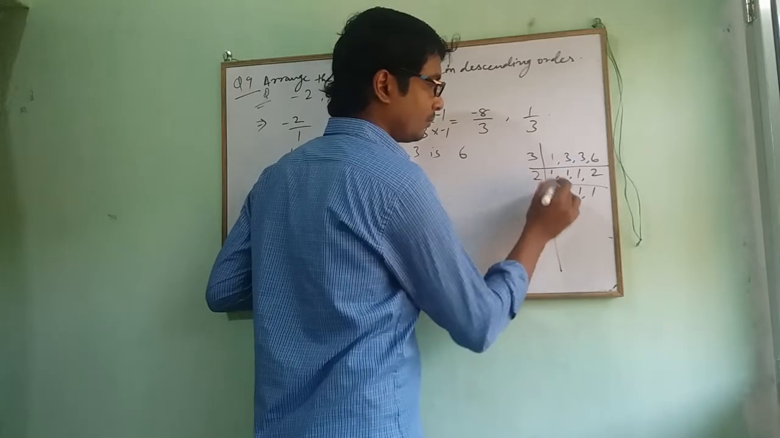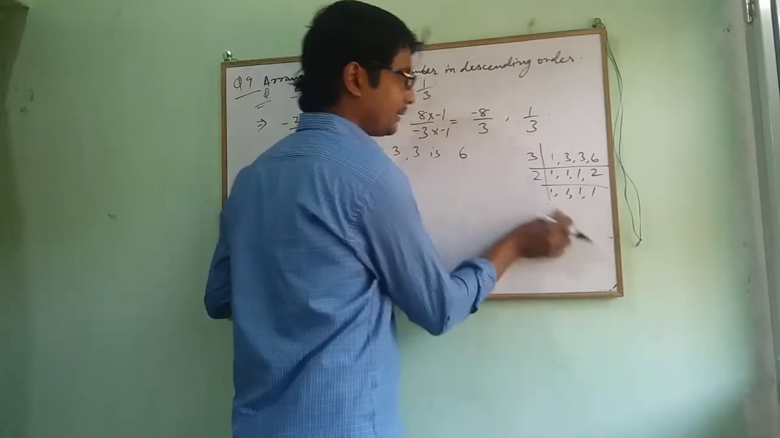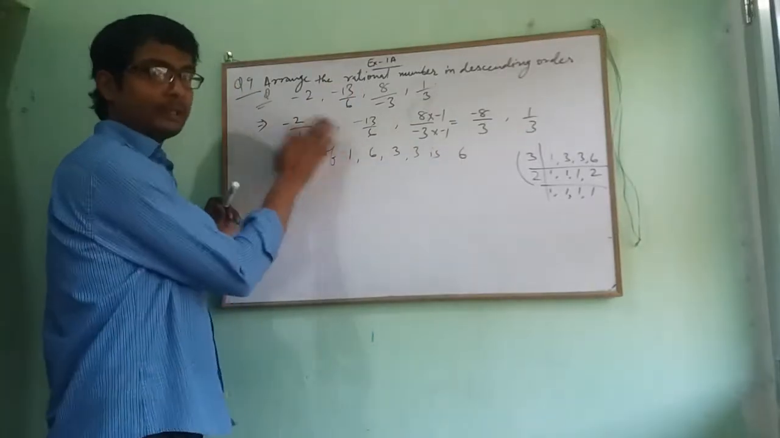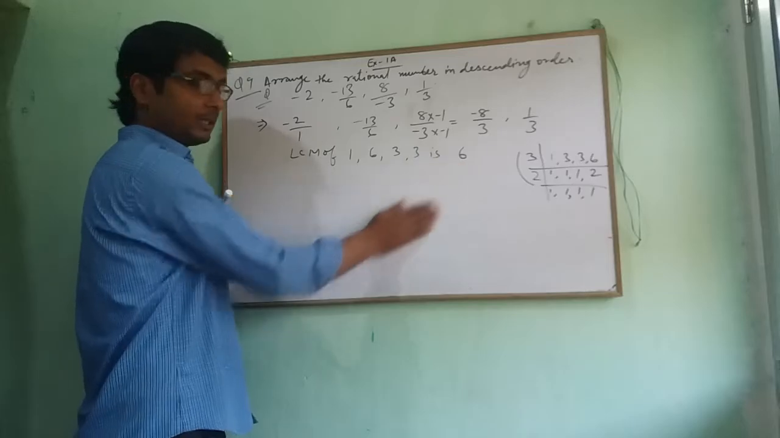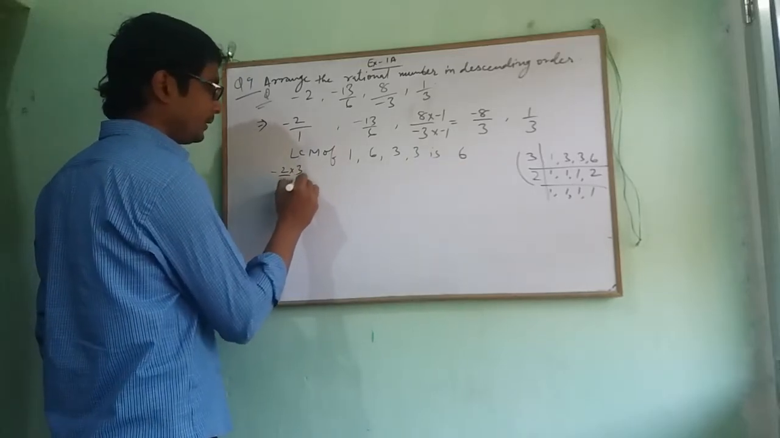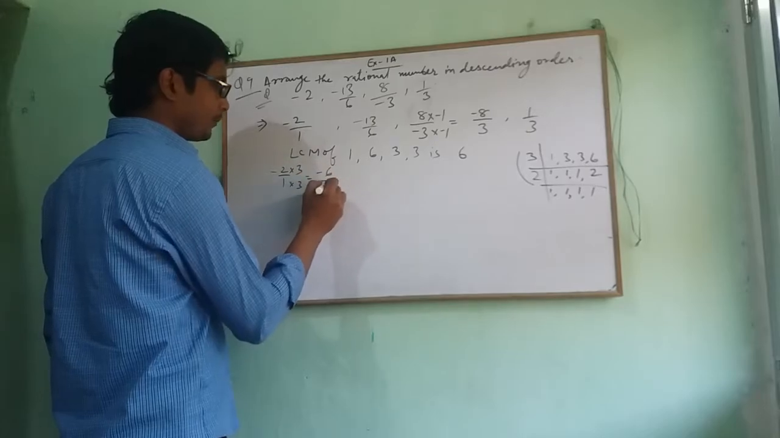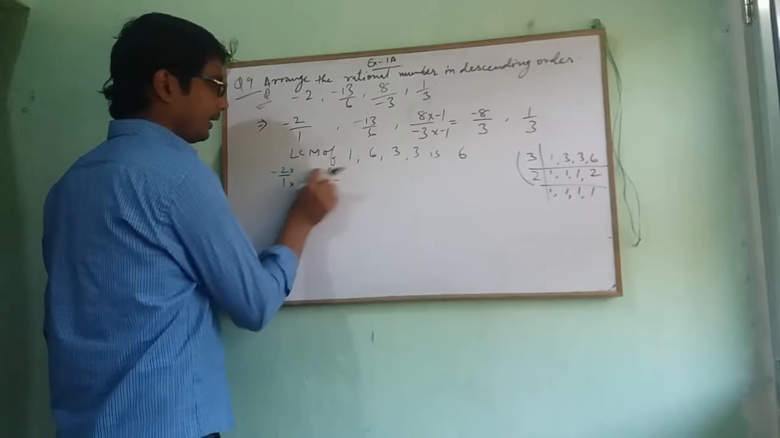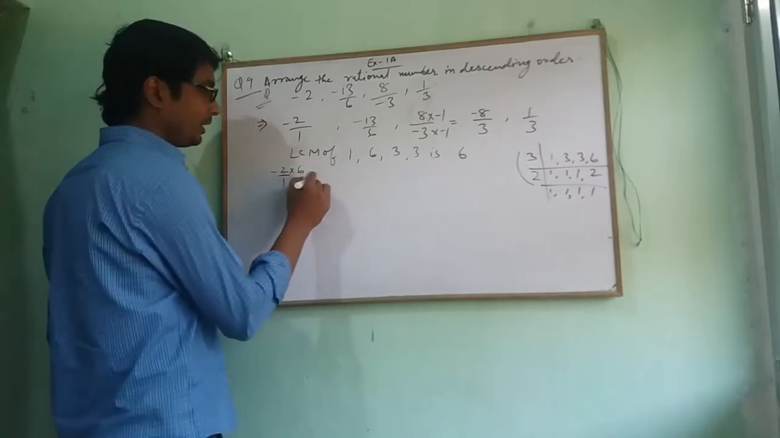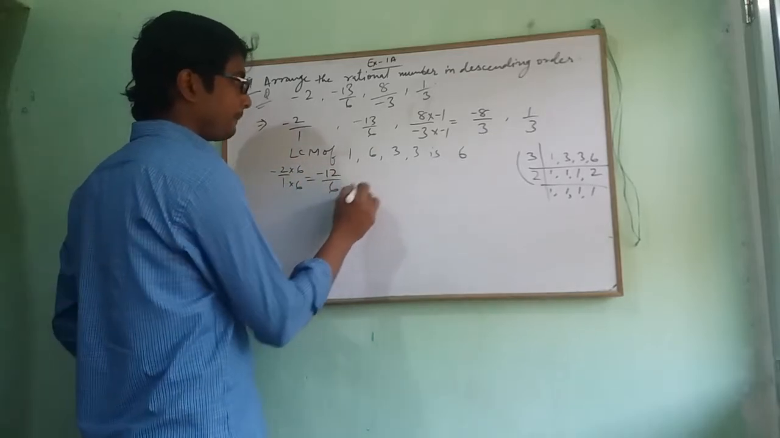It becomes 1, 1. So my LCM is 6. So what I will do, I will make the denominator equal to the LCM. So it becomes minus 2 by 1 multiplied by 6, so it becomes minus 12 by 6. I just multiplied 6 to both the numerator and the denominator.